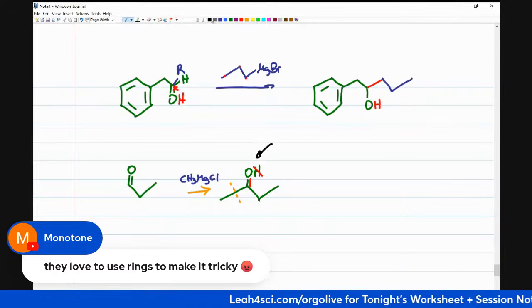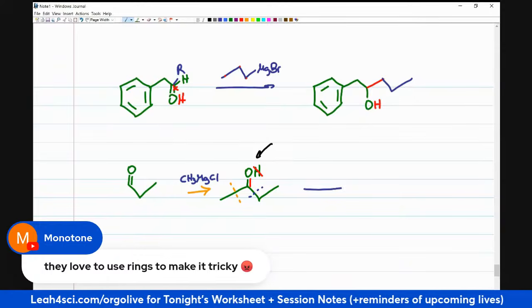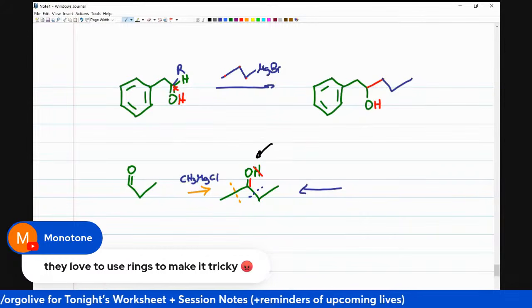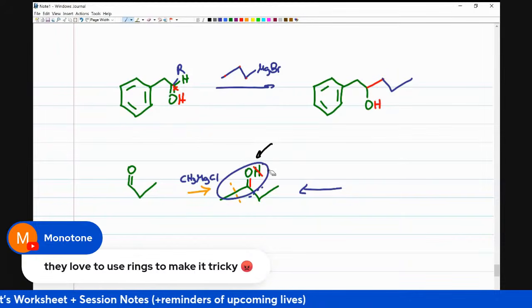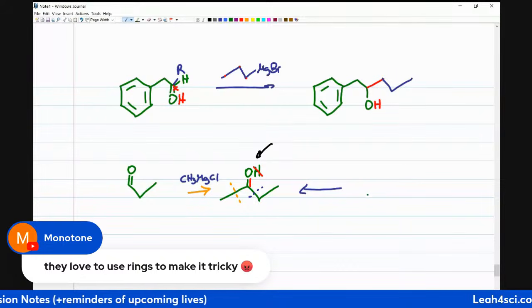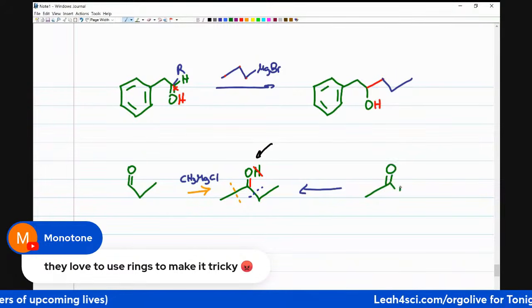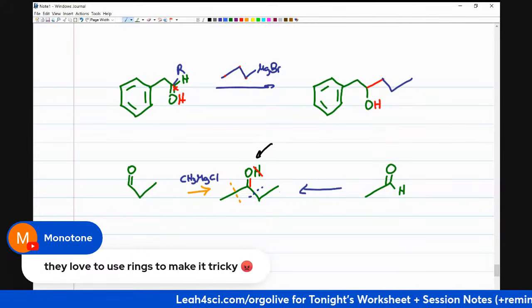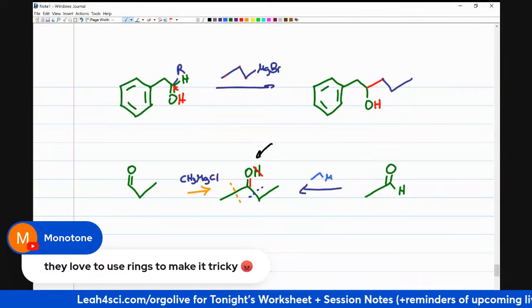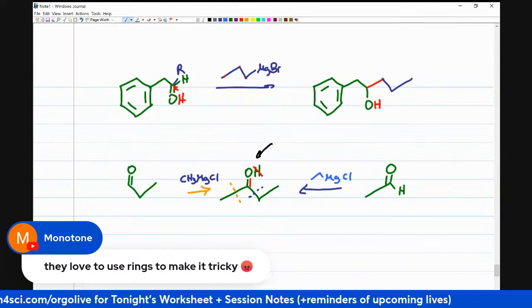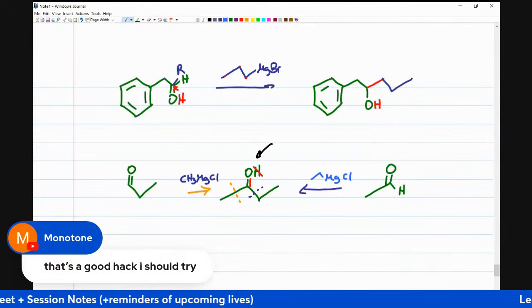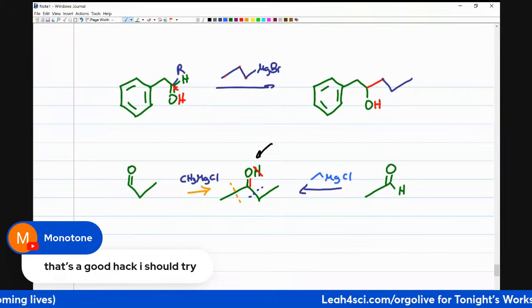If, on the other hand, I choose to break it this way, then what I'm looking at is this right here was my carbonyl. That means I have an aldehyde. And this right here was the Grignard that attacked. And in this case, that's an ethyl MgCl, Br, or I, whichever. So absolutely try this, because it's going to save you so much time.